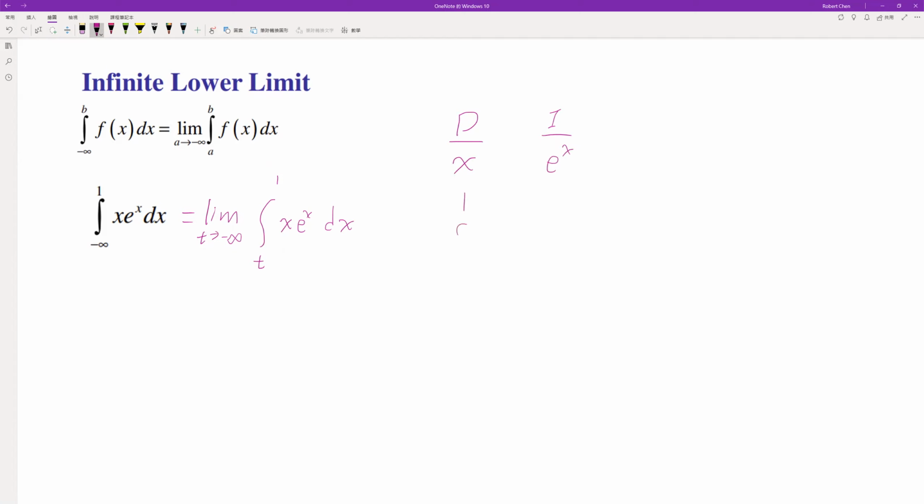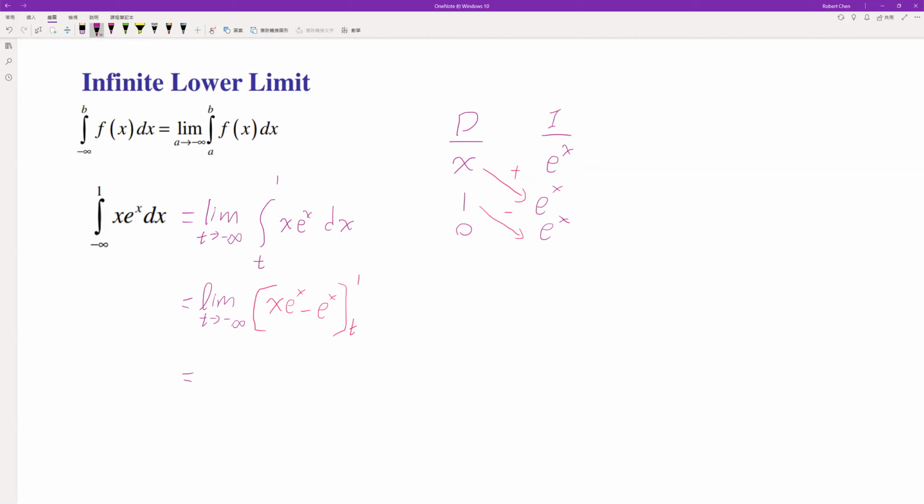Taking the derivative gives 1 and 0, and integrating e to the x gives e to the x, e to the x. And then all we need to do is multiply them, so that's going to be positive, that's going to be negative. And we have the limit as t goes to negative infinity, and our result of the integral would be x e to the x minus e to the x, evaluating this from t to 1.